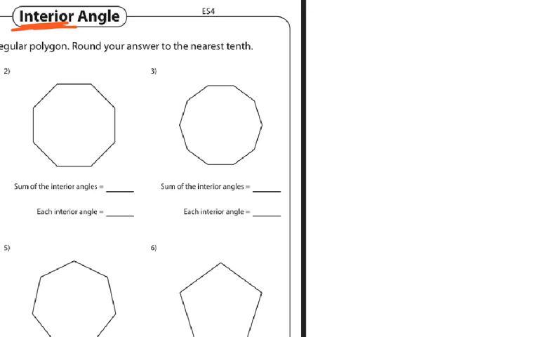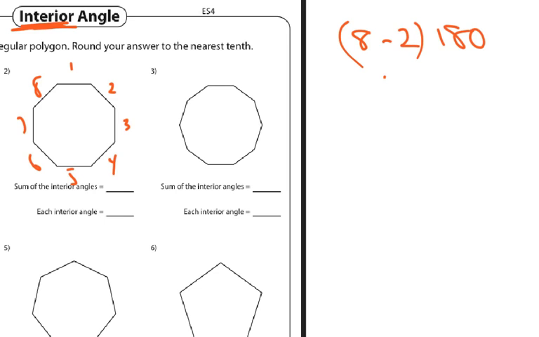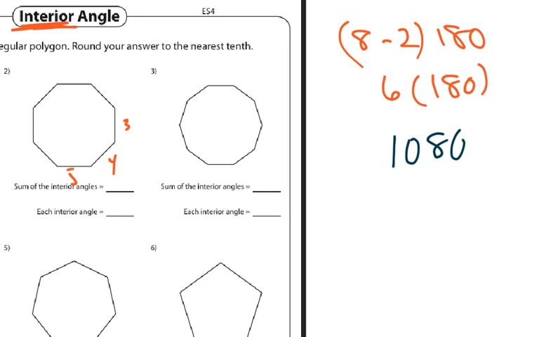So let's find out how many sides we have in the first one. So we got 1, 2, 3, 4, 5, 6, 7, 8. So this is an octagon. So we have 8 sides minus 2 times 180. So 6 times 180. So I'm going to use my calculator. 6 times 180 is 1,080 degrees. So I need to erase all this.